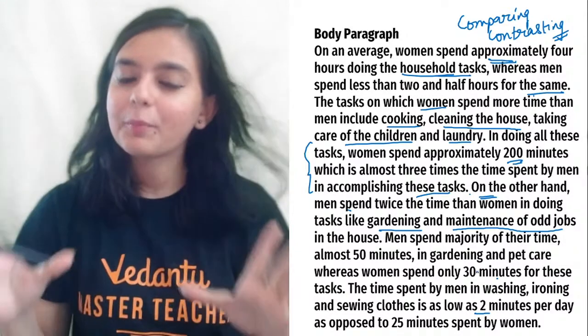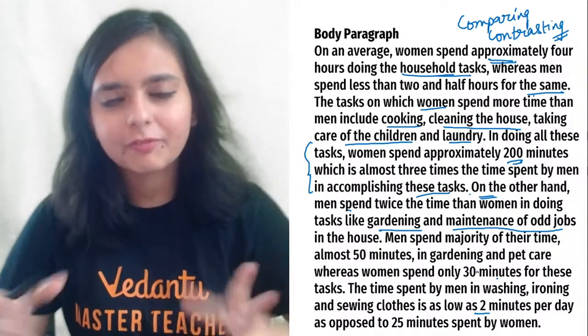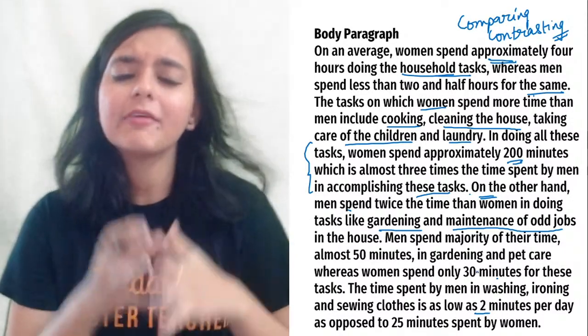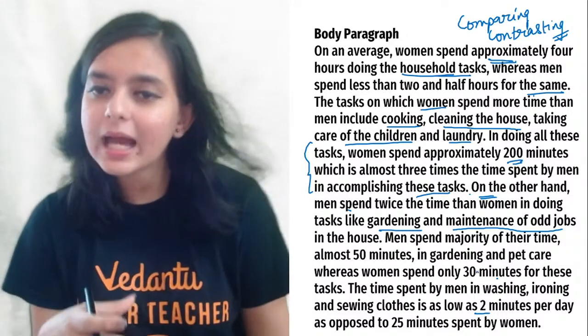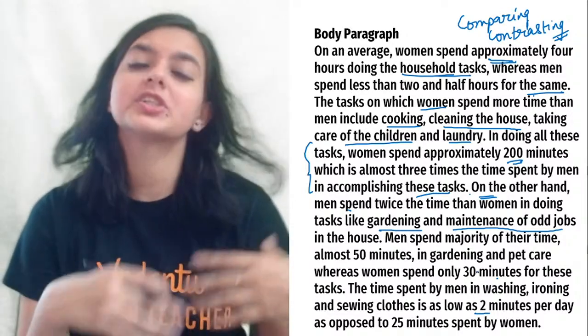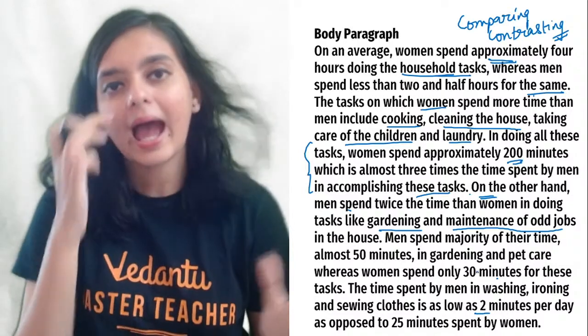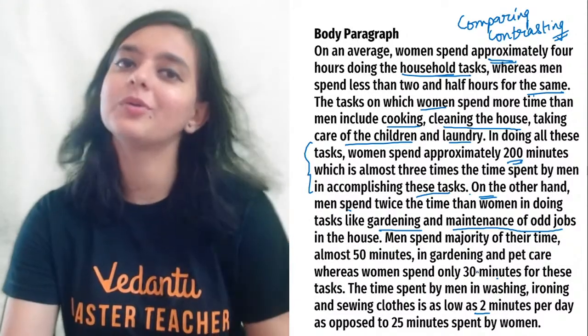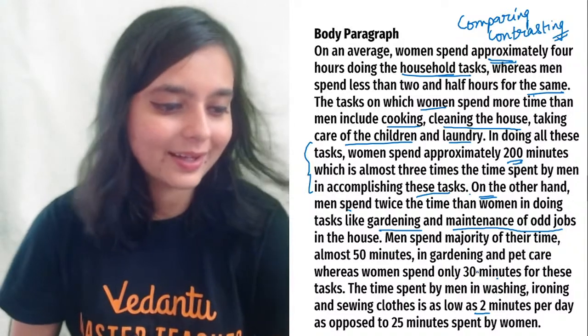Clear? Till here, body paragraph, absolutely clear, very simple. Just need to calculate, do a little bit of calculation, and if not calculation, just break it up and write, in a manner that who is doing more and which tasks are they doing more, and compare and contrast. That is how you need to create the flow in your paragraph.